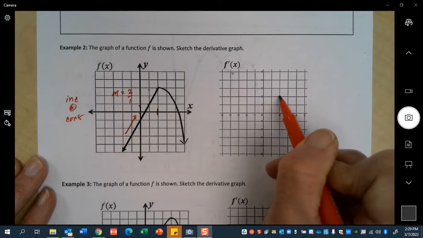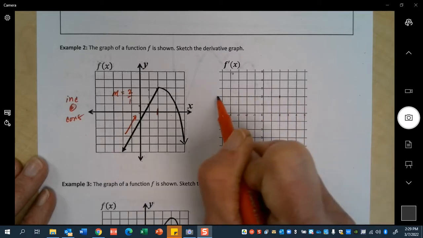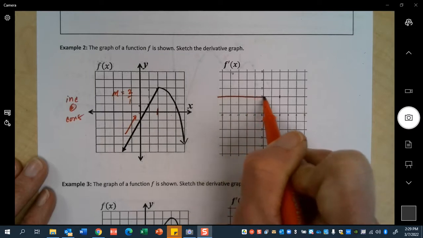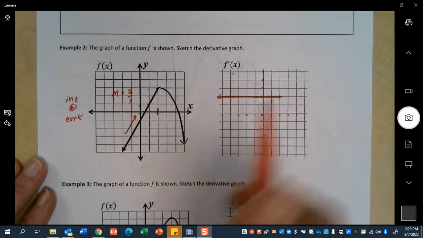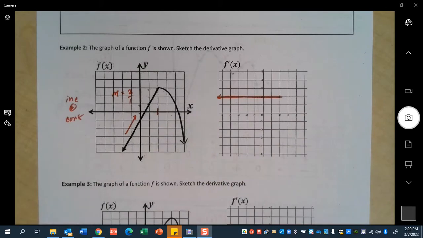So if the slope of my linear equation is positive 2 over 1, from negative infinity all the way up until x is equal to 2, the value of my derivative is 2, because it's increasing at a constant rate. So what's my derivative value here? 2. What's my derivative value here? 2. Here, here, and here? It's all 2. Are we okay with that?